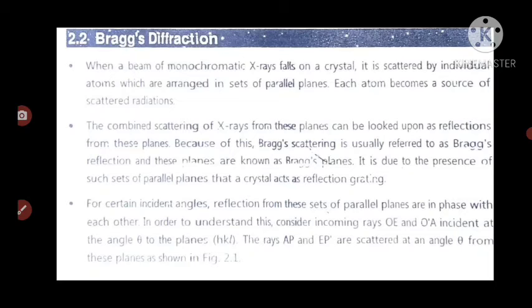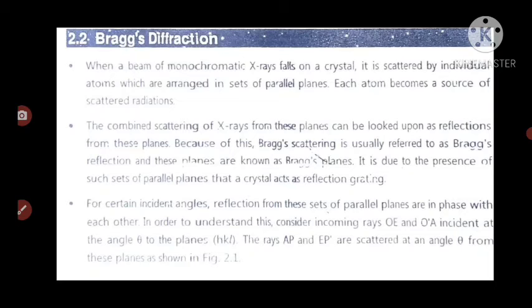So how is this monochromatic X-ray setup arranged? The X-ray gun is on one side, and on the opposite side is the crystal material, on which the beam is incident on the parallel set of planes. The combined scattering of the X-rays from these planes can be looked upon as reflection from the planes. This is Bragg scattering, usually referred to as Bragg reflection, and these planes are known as Bragg planes.